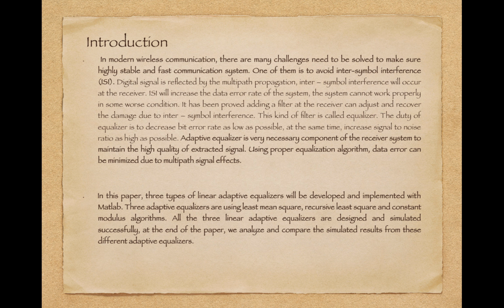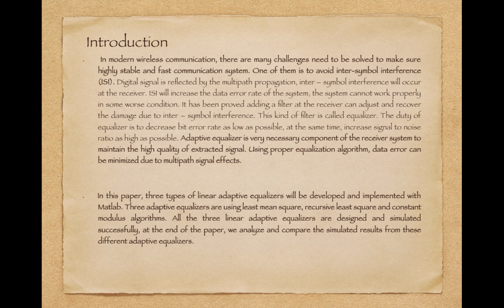It has been proved that adding a filter at the receiver can adjust and recover the damage due to ISI. This kind of filter is called an equalizer. The duty of the equalizer is to decrease the bit error rate as low as possible, and at the same time increase the signal-to-noise ratio as high as possible. The adaptive equalizer is a very necessary component of the receiver system to maintain the high quality of the extracted signal. Using a proper equalization algorithm, data error due to multipath signal effects can be minimized.